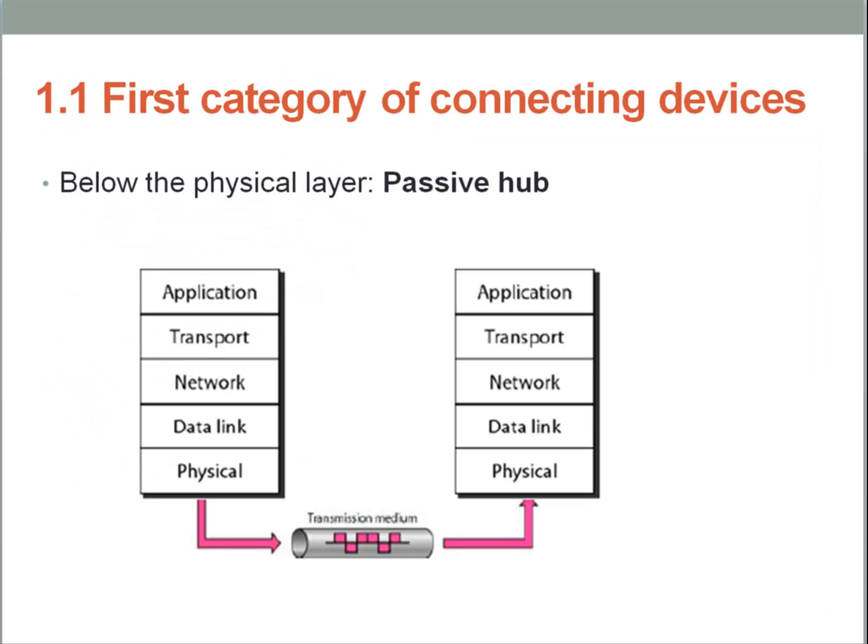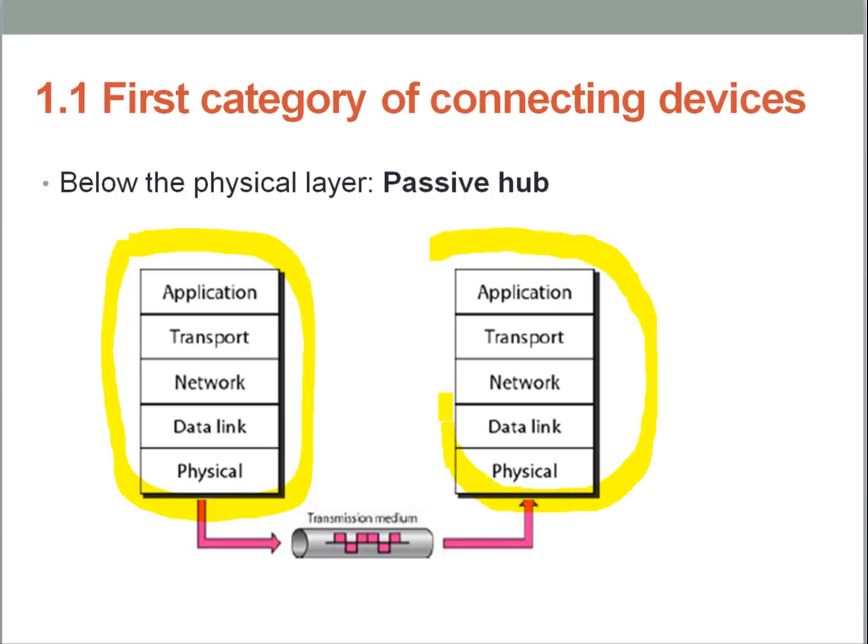Now, I'm going to the first category of connecting devices, below the physical layer. You can see this is a machine, the first PC. There are 7 layers available, and this is the second PC, with all the layers available. Now I'm going to connect these two machines by using a device. The device I'm going to use is a passive hub.